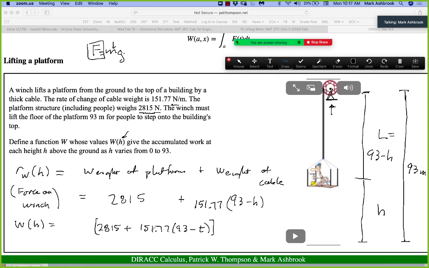And so how do I write the work then? You're all thinking it, right? Integral. So then let's use our good... So what do you say? A comma H.